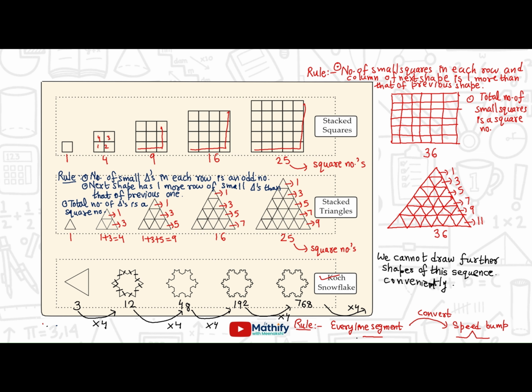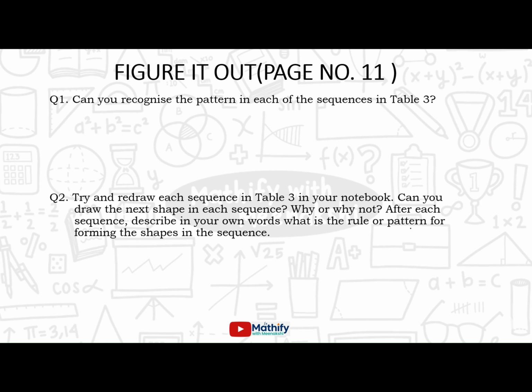But you should know this rule of the snowflake: every line segment, that is one line segment, converts to four line segments, because in the speed bump we have four line segments: 1, 2, 3, and 4. Now let's move to Figure It Out, on page number 11 of your book. First question: can you recognize the pattern in each of the sequences in table 3? That we have already recognized, so it's already done.